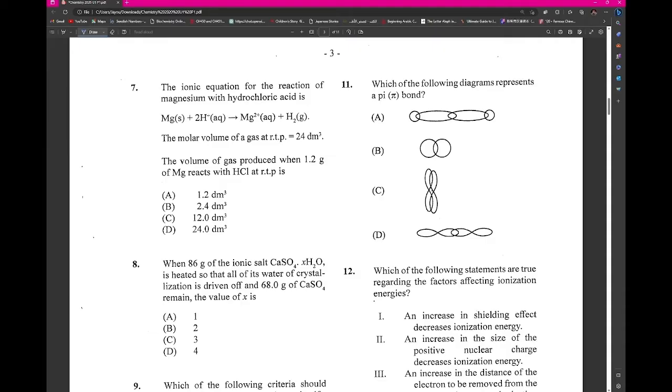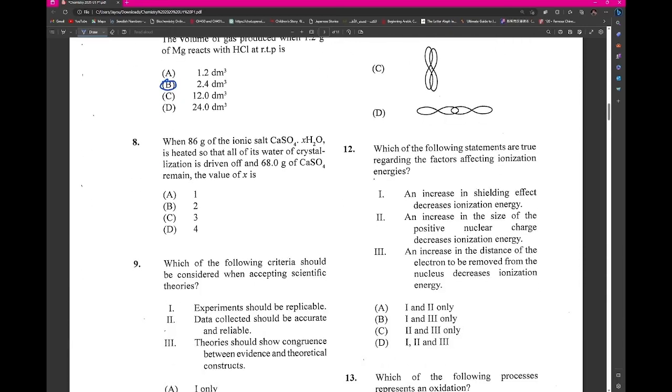So if that 12 grams produces 24 dm³, what would 1.2 grams of magnesium produce? We call that value x, and all we should do is cross multiply. We'll have x is equal to 1.2 times 24 divided by the grams per mole, the molar mass of magnesium. That is what I did to get this. My answer would be 2.4. So let's move on.